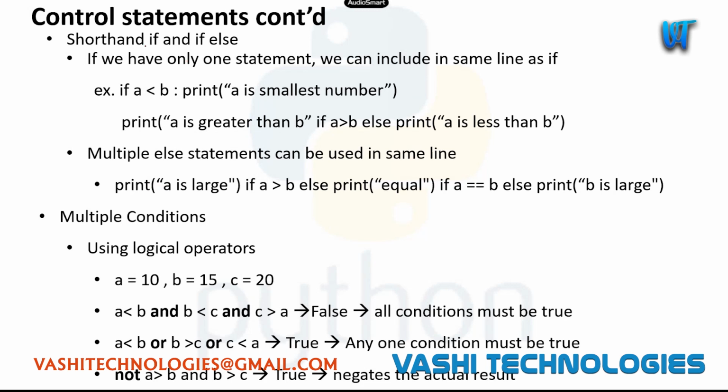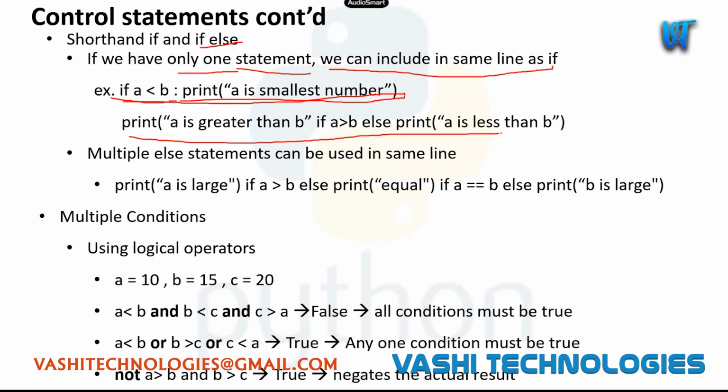Then we have this shorthand if and else. So within an if block, if you are having only one statement to execute after checking the condition, in that case, what we can do is define it in the same line. We can just give if a less than b, print a is the smallest number. You can give it in the same line of the code instead of doing it in a second line. And we can perform the same with if else.